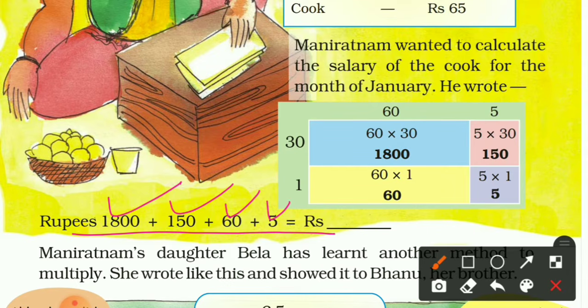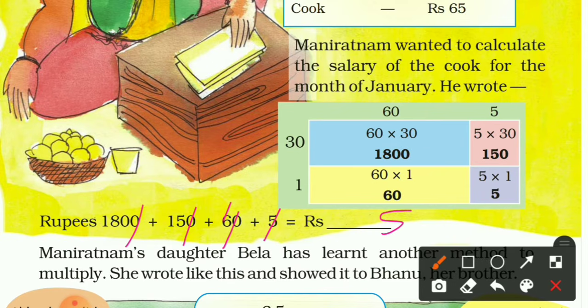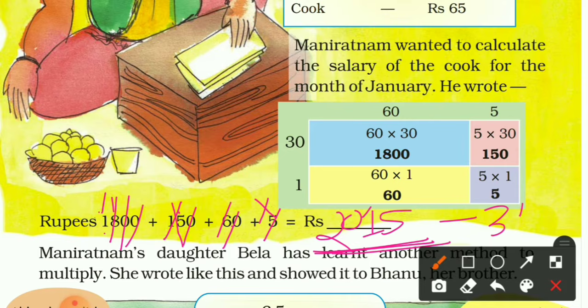So in total, what is the sum? Let's add it. In the ones place you can see here is 5, then 0, 0 and 0, so it means 5. Then in the tens place here is 6, so 6 plus 5 is 11, plus 0 it is 11, 1 will be carried. So 8 plus 1 is 9, 9 plus 1 is 10, so 0 will be written here and 1 will be carried, so 1 and 1 is 2. So 2015 rupees is the salary of the cook for 31 days, means for the month of January.